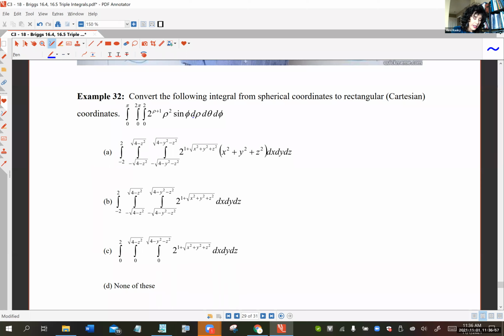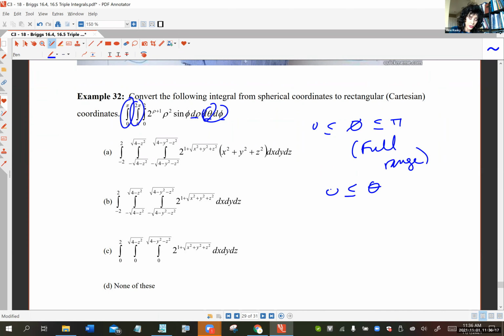Now, if you look at the d rho d phi d theta, and they're actually doing d theta d phi. Oh, that's kind of weird. All right, fine. So it looks like their phi is doing the full range of what phi is allowed to do, 0 to pi. Okay. And it looks like theta is going between 0 and 2 pi, so it's doing its full revolution. And rho is going between 0 and 2. So this looks like the region is a complete entire sphere centered at the origin of radius 2.